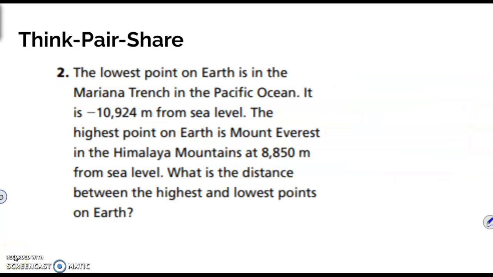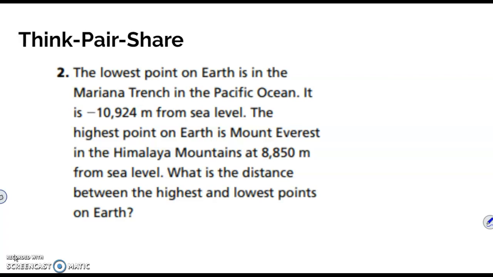The lowest point on Earth is the Mariana Trench in the Pacific Ocean. It is negative 10,924 meters from sea level. The highest point on Earth is Mount Everest in the Himalaya Mountains at 8,850 meters from sea level. What is the distance between the highest and lowest points on Earth?